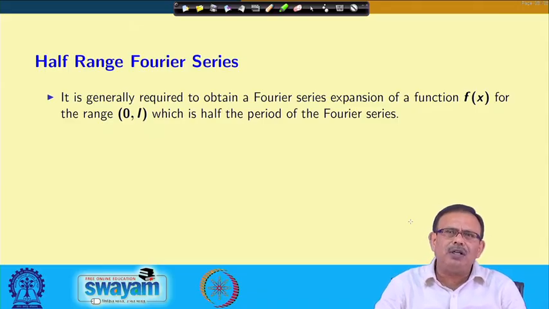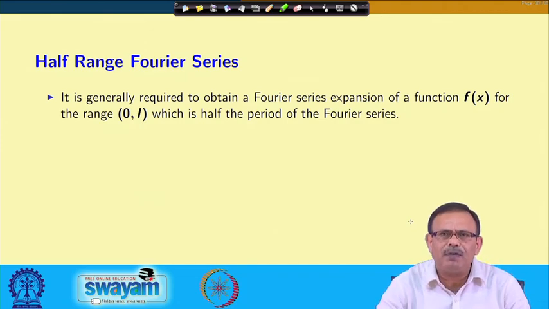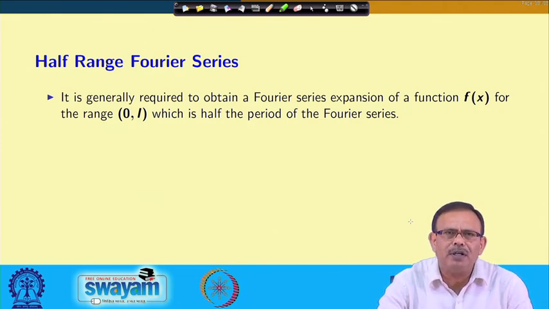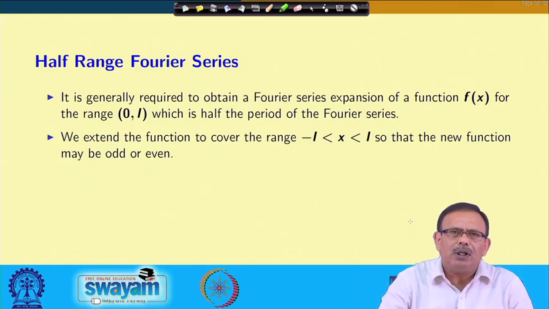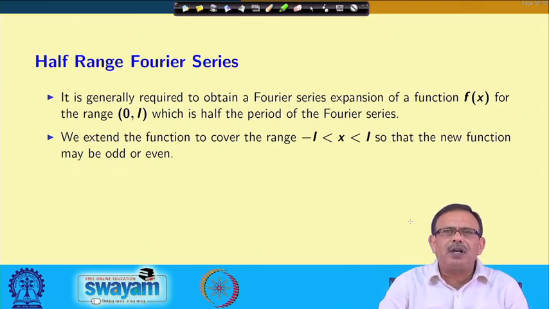So, we want to study if a function is defined in 0 to L, the half range Fourier series. In that case, how to find out the Fourier series of a function which is defined in 0 to L? What we can do is extend the function to cover the range from minus L to L, so that the new function will be either an even function or an odd function.